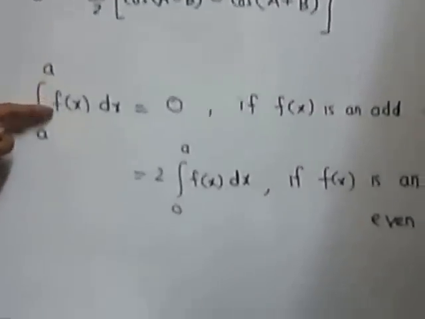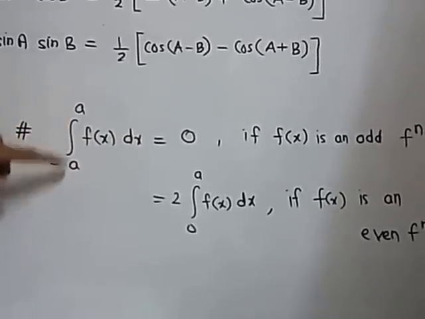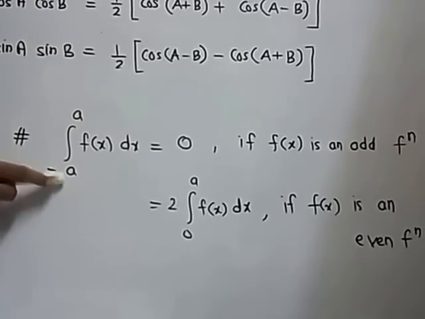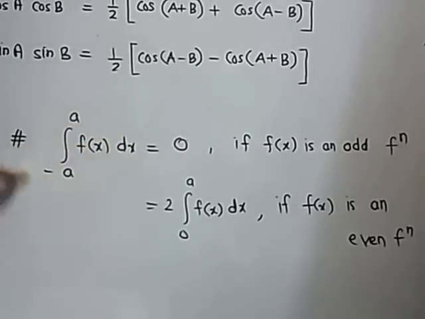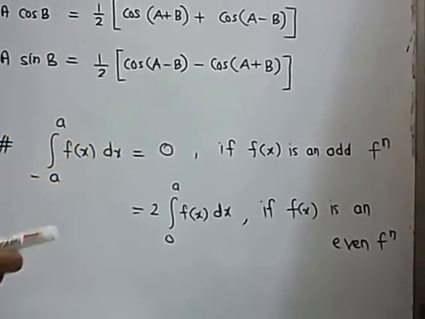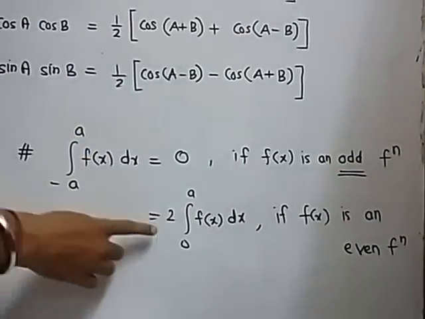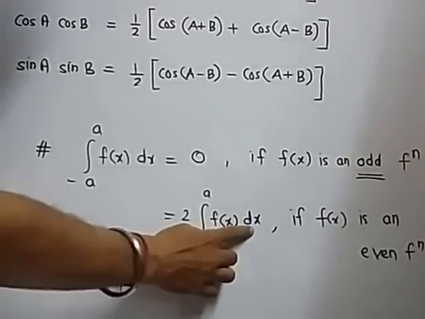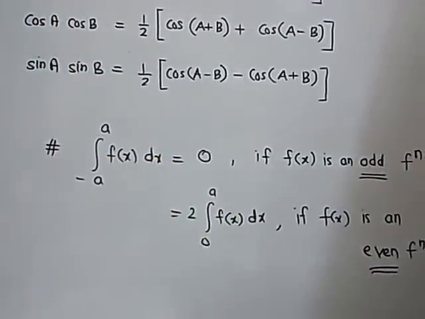A theorem from integral minus a to a f(x) dx. Look at the limits, very interesting. Minus a to a, they are opposite of each other. So integral from minus a to a f(x) dx is equal to 0. The answer for this integral is straight away 0, provided the function is an odd function. Otherwise it is 2 times integral 0 to a f(x) dx. In this case the function must be an even function.